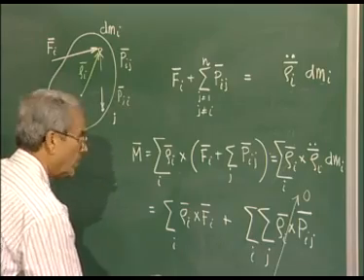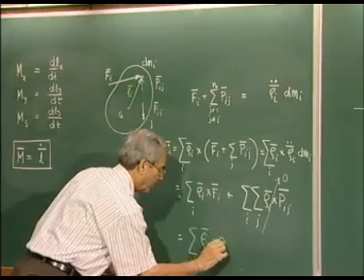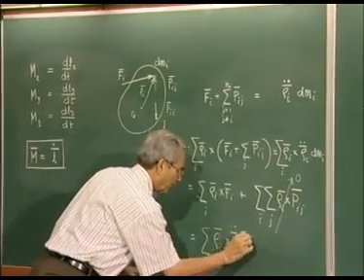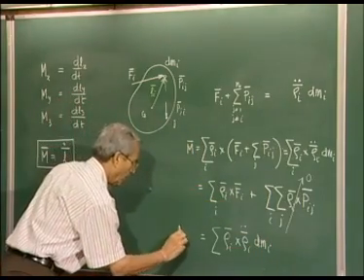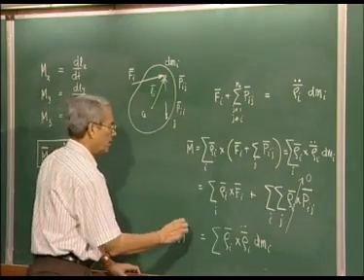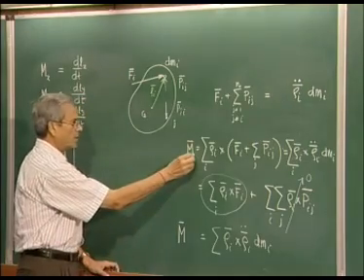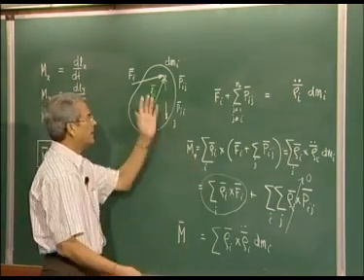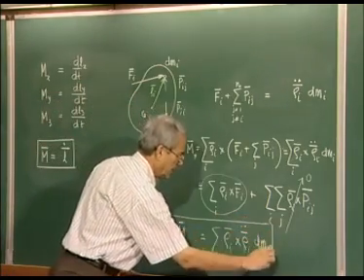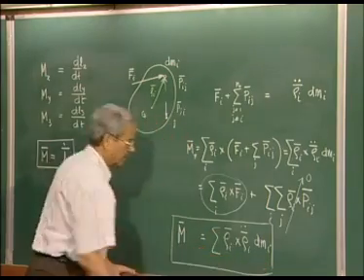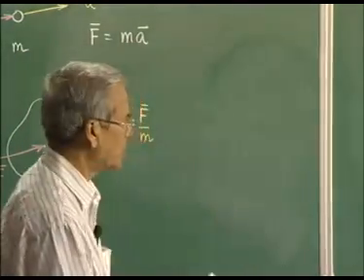and this is nothing but the moment of the external forces. Here it was the total, but actually we have seen that the internal forces cannot produce any general moment. So this is the equivalent of Newton's law for a rigid body in rotary motion.